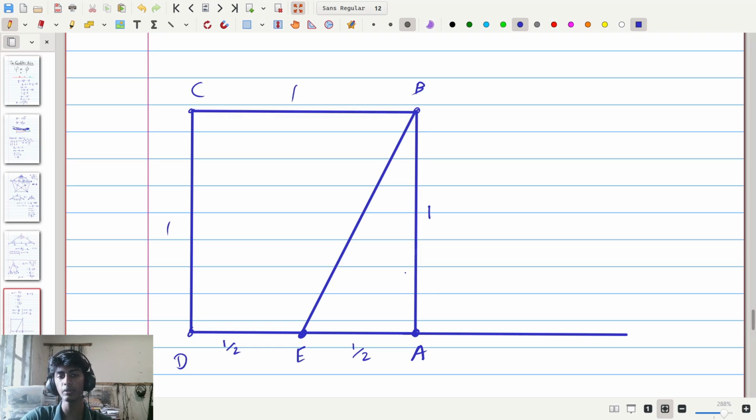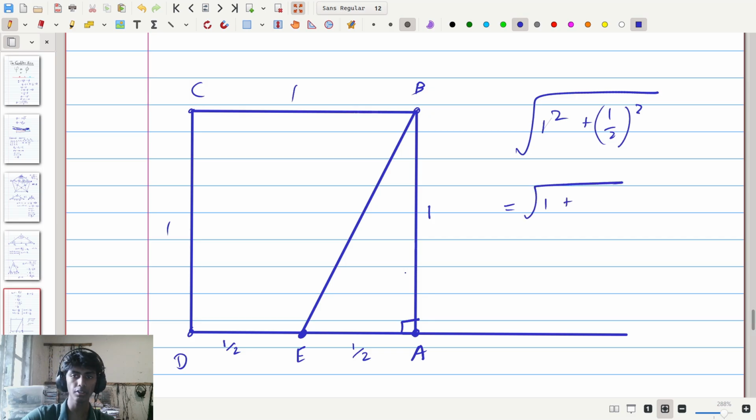Within this triangle, we can see there's a 90-degree angle here. We have a half here and 1 here. So the Pythagorean theorem applies, and this hypotenuse squared is equal to this squared plus this squared. Therefore the hypotenuse is equal to the square root of 1 squared plus 1/2 squared, which is the square root of 1 plus 1/4, which, if we add them together, is 5 on 4. Taking the 4 out of the square root, we can see this is the square root of 5 divided by 2. So this hypotenuse here is the square root of 5 over 2.